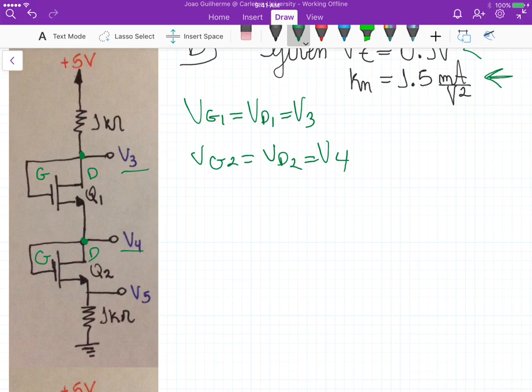And again, because there is no current flowing here, right? This is 0 amperes, this is also 0 amperes, there's no current flowing at the gate.